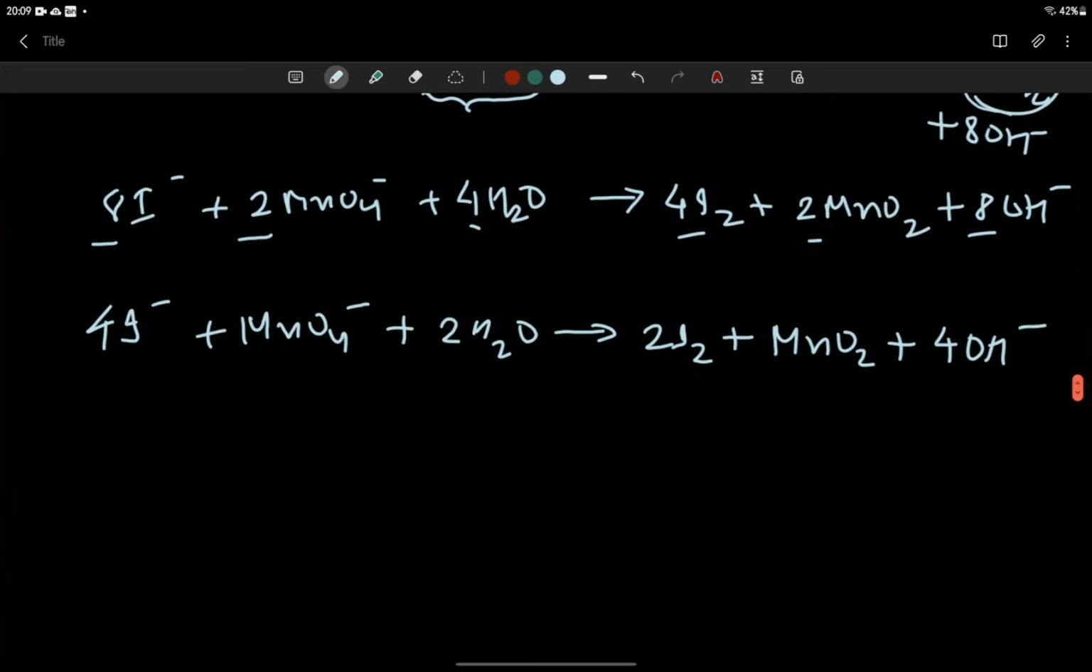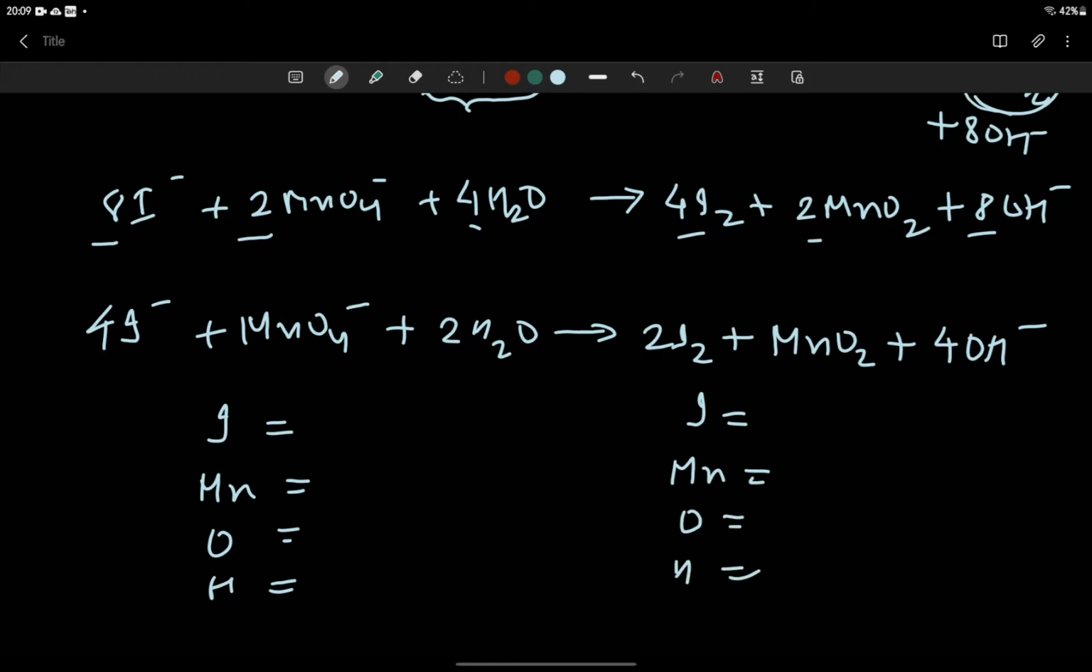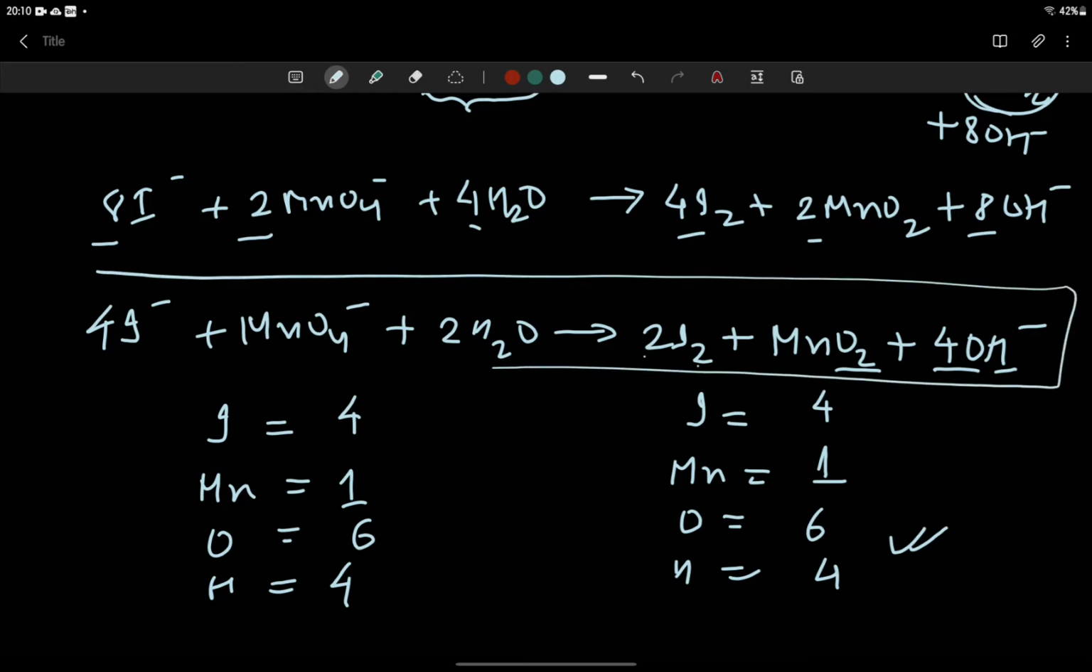Now you can check, see, is everything balanced or not, on both sides of the equation. Iodine: in the reactant side it is 4, in the product side it is also 4. Mn in the reactant side is 1, in the product side it is 1. The oxygen in the reactant side is 4, 5, 6. In the product side the oxygen is also 4, 5, 6, correct, means 4 oxygen here and 2 oxygen here. And the hydrogen in the reactant side is 4, in the product side it is also 4, means the equation is now balanced. This is how you are going to balance the equation in the ion electron method in basic medium. Thank you so much, students.